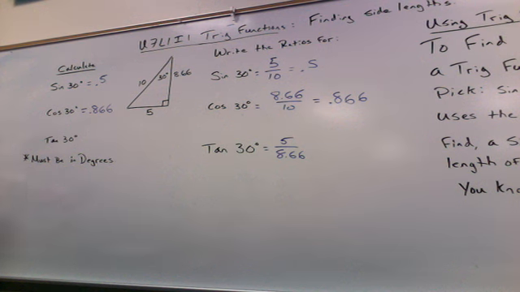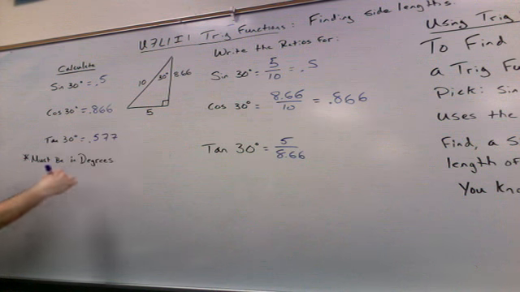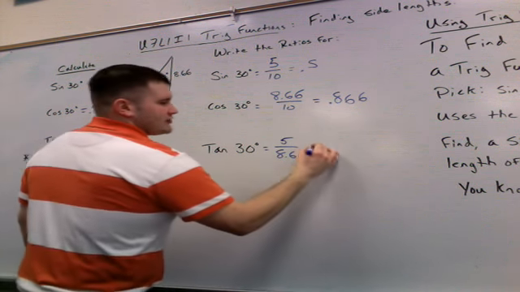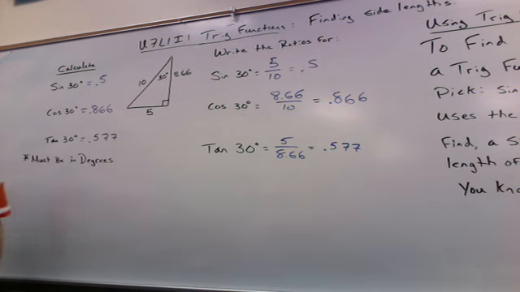Okay? Tan of 30, what's that? 0.577. Now, I'm not good at mental division, but I know this right here is going to be 0.577. Because I know tan of 30 for any triangle with a 30-degree angle in it is going to be 0.577. Right, does that make sense?